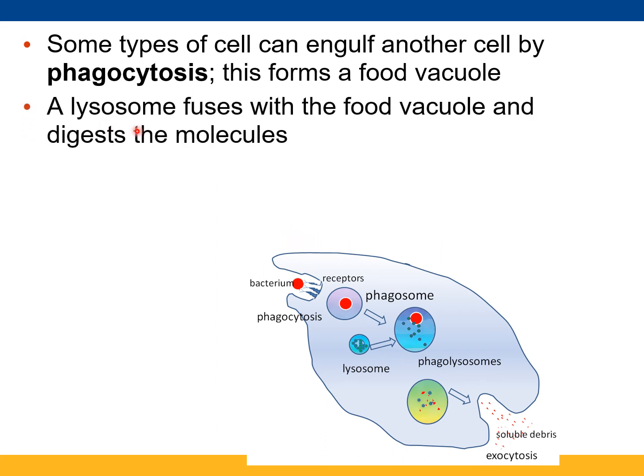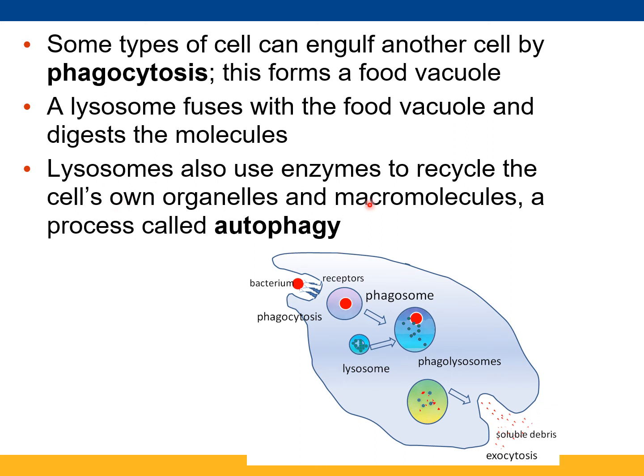So that lysosome will fuse with a phagosome, or food vacuole, if you will, analogous terms. We digest the molecules. That basically means breaking down the polymers into simple monomers. And what it will do is digest those. We can do this not only with external things like nutrient particles or whole cells like a bacterium.